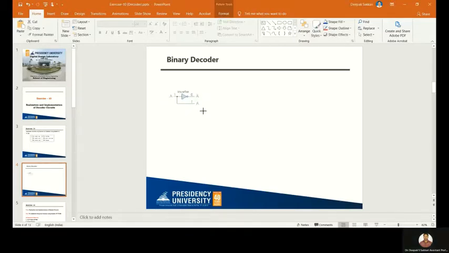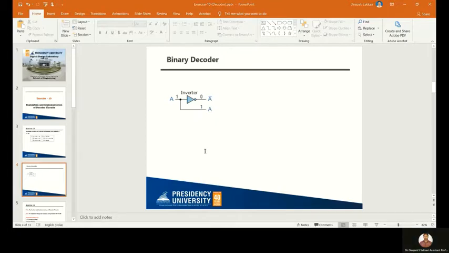Okay, see here, when I have one input, that is A, I can take it as two outputs by inserting an inverter. So if I take the output through inverter, it will be A bar, and if I take the output directly, it is A, right?